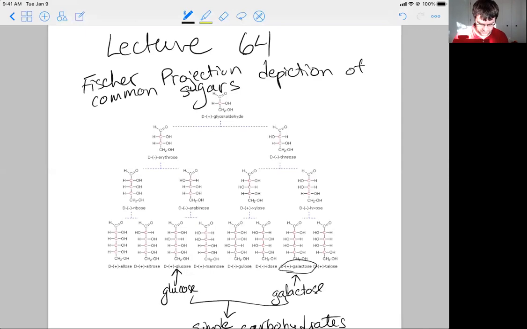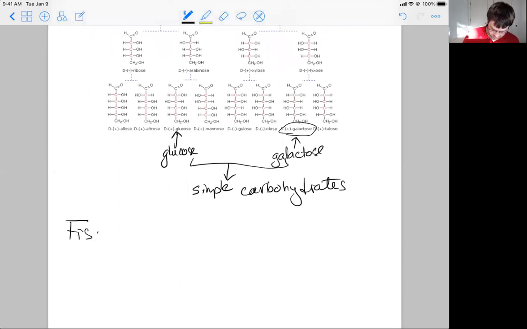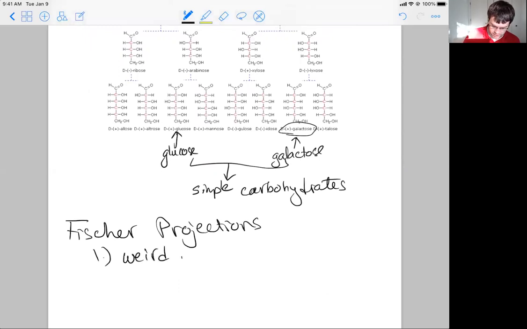Okay, so we have all of these sugars in front of us drawn in this weird way. What's going on here? So let's get into it. The key thing about Fischer projections are a few things. Number one, the thing to keep in mind is they are weird. That's important to keep in mind because this isn't something that will ever be super intuitive. They're weird, but useful for complicated molecules like sugars.